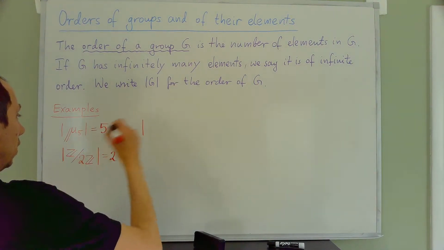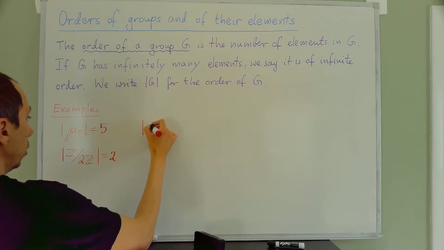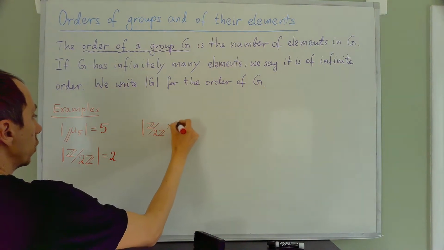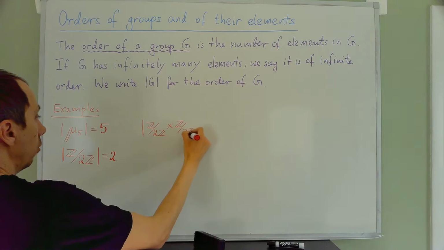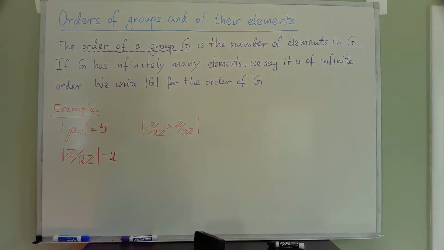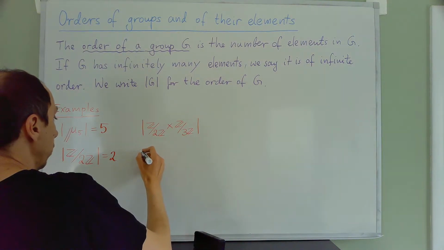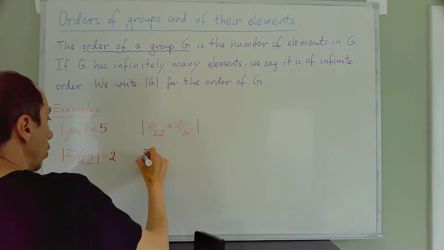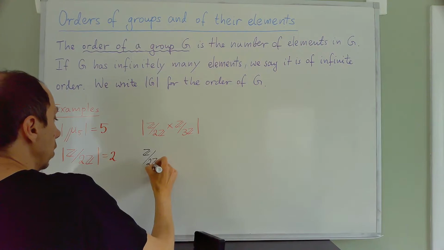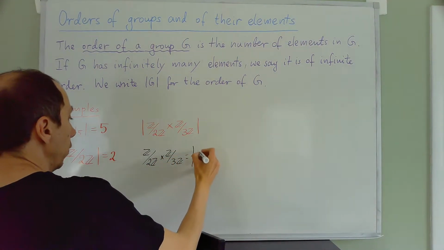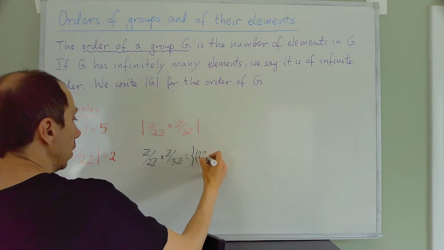Let's do something slightly harder. What's the order of Z mod 2Z cross Z mod 3Z? All right, so here we have to actually work on this a little bit. Let's write down what elements this group actually consists of. So I'm just going to work it out here. So Z mod 2Z cross Z mod 3Z. What is in this group? First of all, there's the identity.